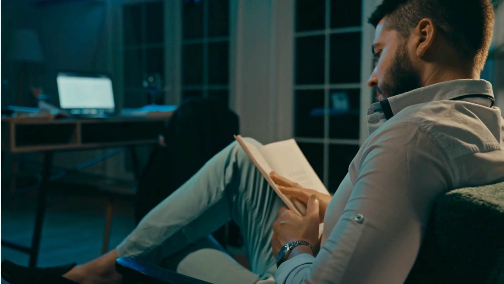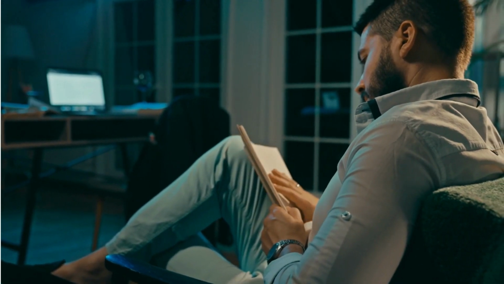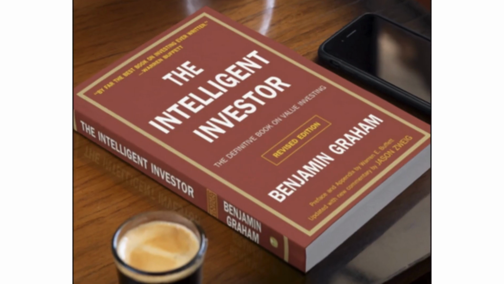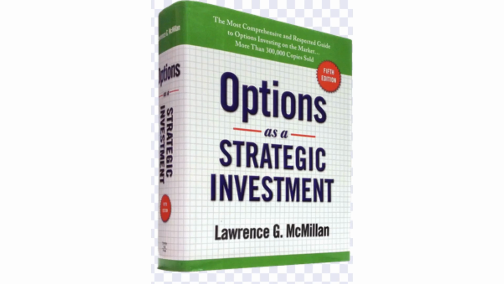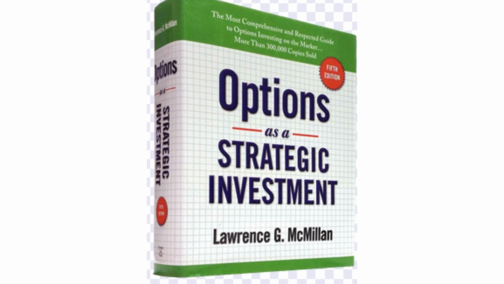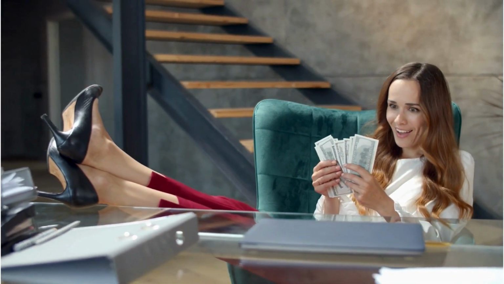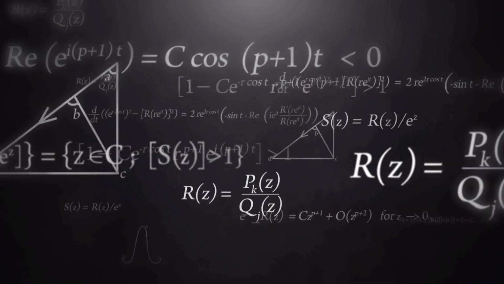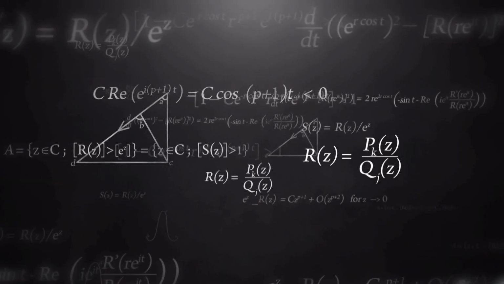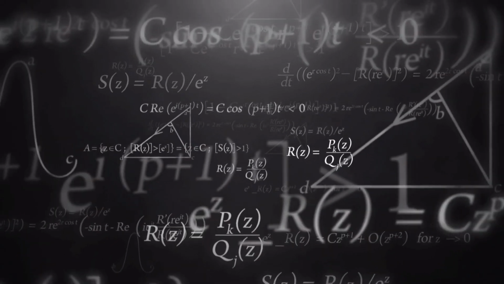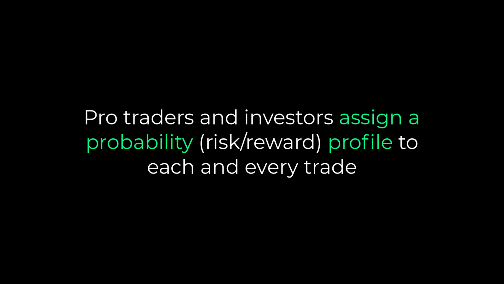But then I started reading books on trading and investing. Books like The Intelligent Investor by Ben Graham and Options as a Strategic Investment by Larry McMillan. One thing I noticed was that every single successful trader and investor used probability analysis in their strategy. They never had absolute certainty about their trades. They assigned a probability or a risk-reward profile to each and every trade. As I grew in experience trading, I began to do the same thing.